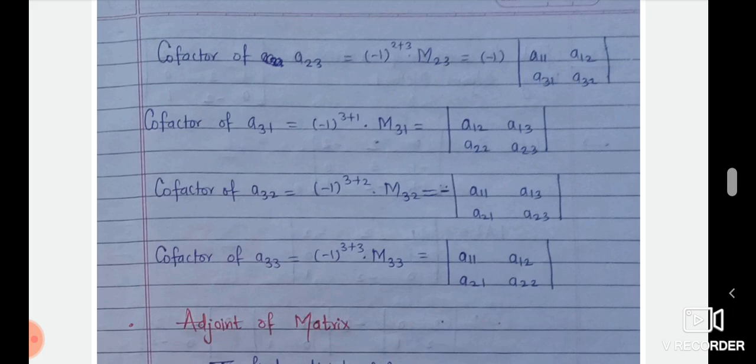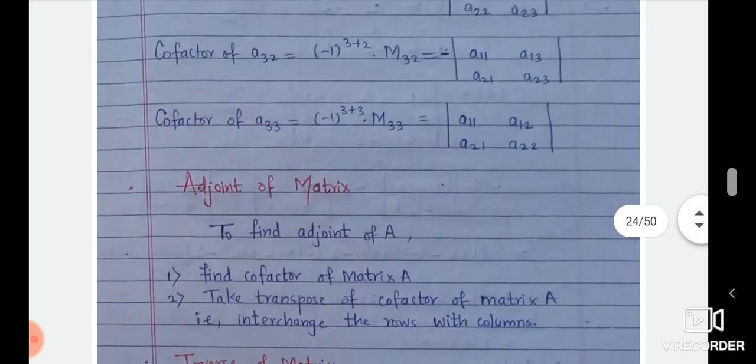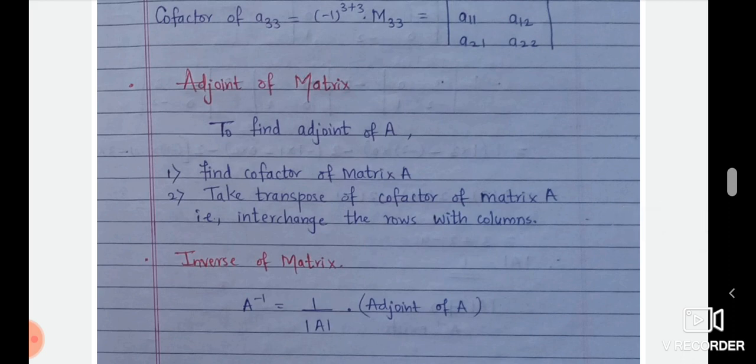Okay. Next comes the adjoint of the matrix. Now to find the adjoint of a matrix, first we need to find the cofactor of the matrix. Second, take the transpose of the cofactor of the matrix. That is, interchange the rows with the columns.